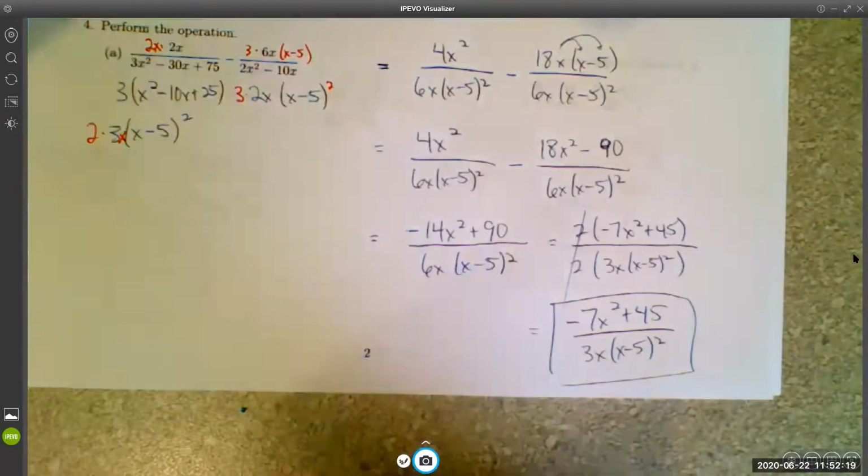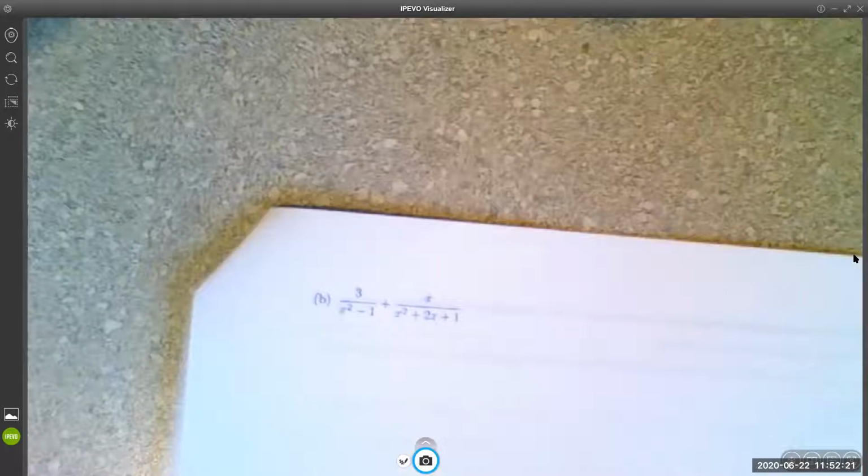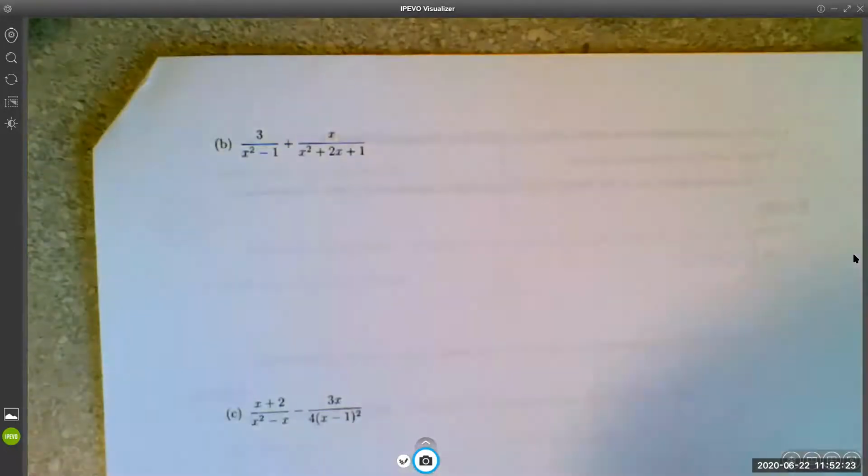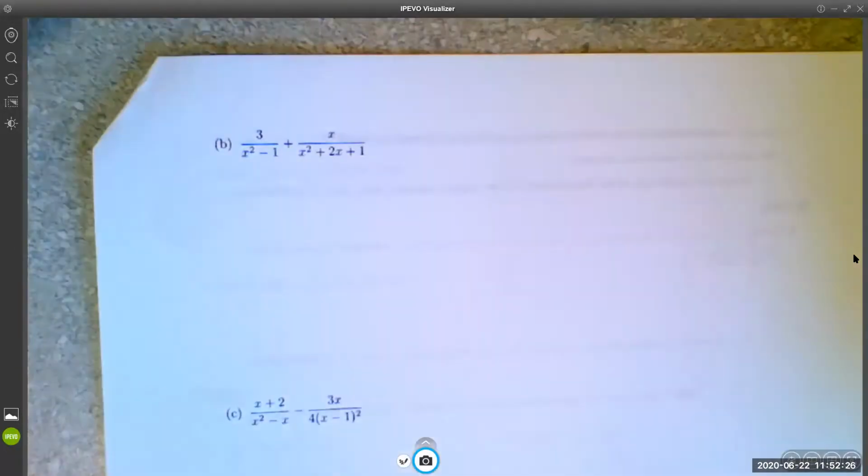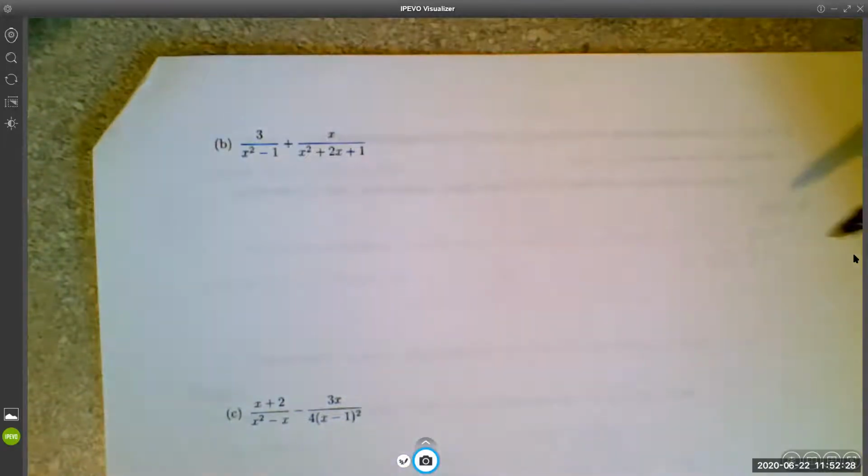Okay, so that's how addition and subtraction are going to work. I'll give you an opportunity to practice a little bit. So go ahead and see if you can do part B on your own. Here's my solution.